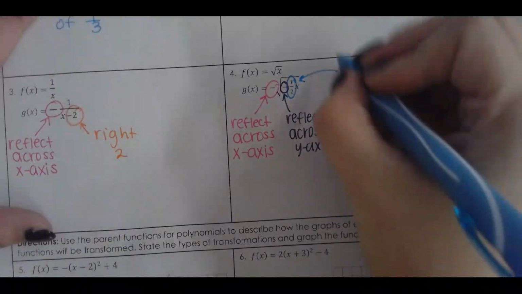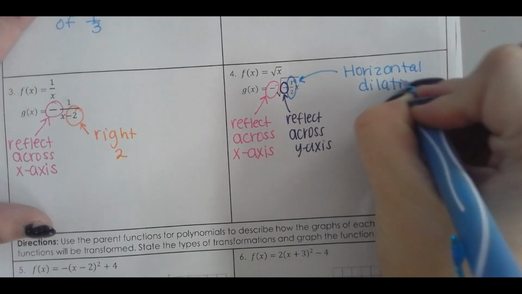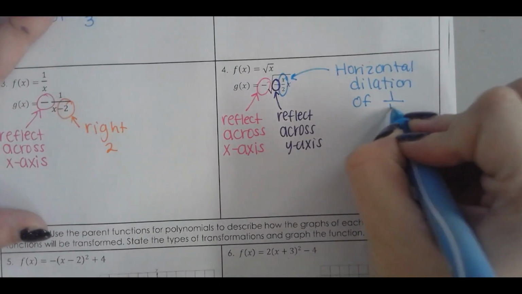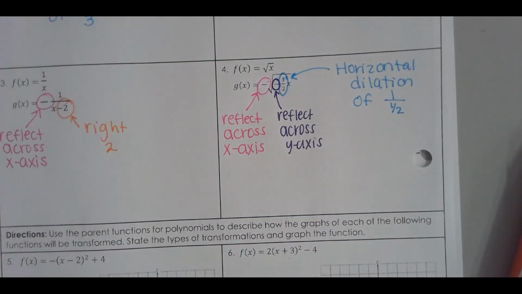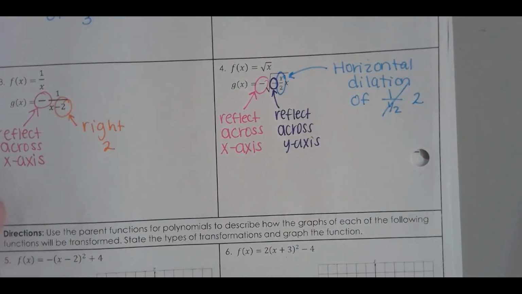So it's going to be a horizontal dilation of, and it's 1 over 1/2. Because my B value is a half. The number that's being multiplied is my B. It's 1/2. So it's 1 over 1/2. That's weird. We don't normally do that. So what is 1 over 1/2? Does anybody know? It is 2. 1 divided by 1/2 is 2. So it's a horizontal dilation of 2.